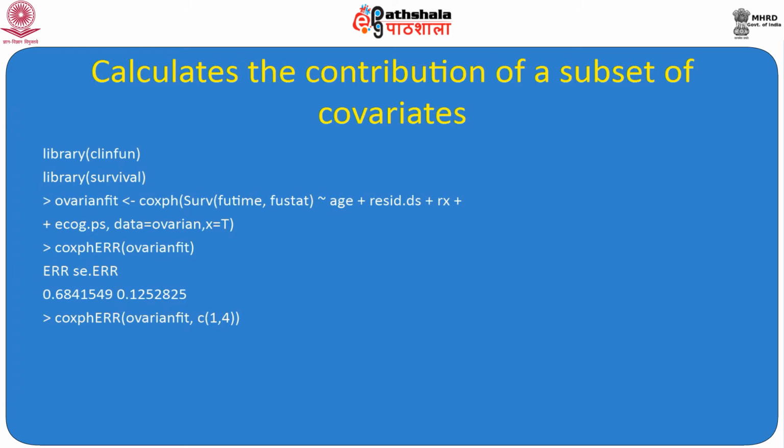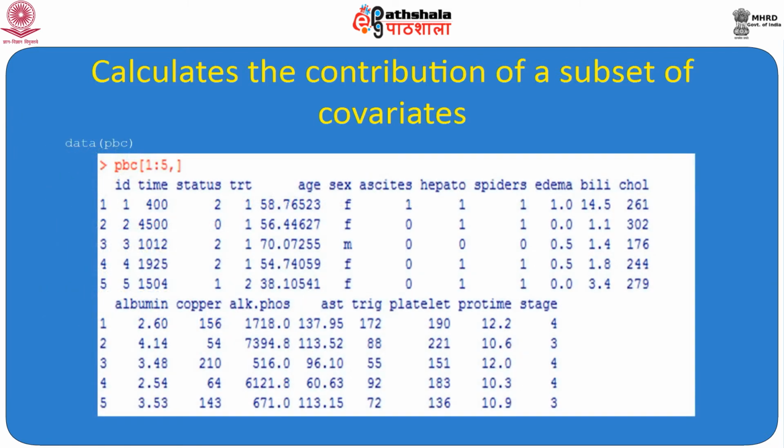The same thing is happening again when we put coxph.err within parentheses ovarian fit comma C1 to 4, that is giving us the relative risks for the first 4 individuals, and it's saying that these first 4 individuals' relative risks were quite lower in comparison to all individuals. The expected relative risk is coming 0.40 with standard error 0.19. So this standard error can be used to get the confidence interval of the estimate of the relative risks.